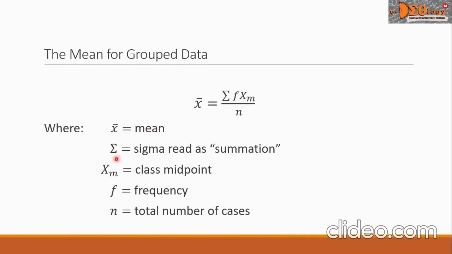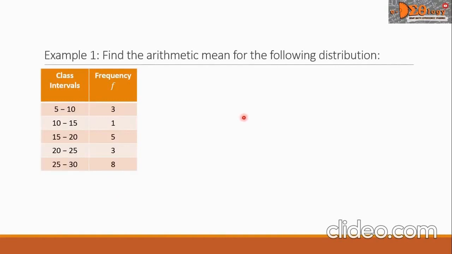The sigma symbol is read as summation, x sub m is the class midpoint, f is the frequency, and the n is the total number of cases. So this formula will be read as x bar equals summation of f times x sub m all over n. Let us see examples how this formula is used. Let's have example 1.